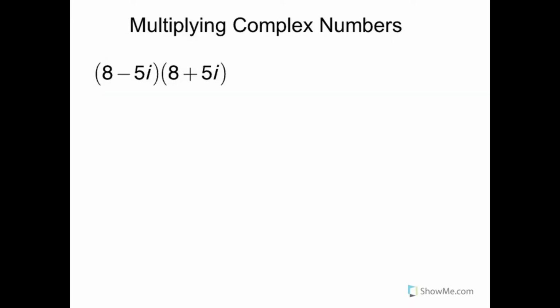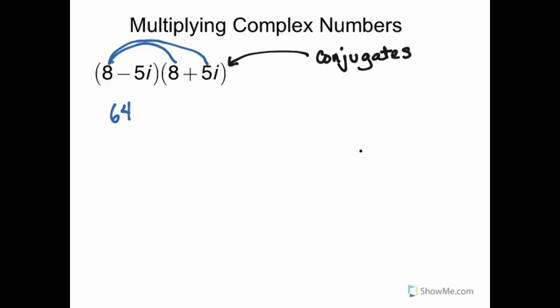There's one more multiplication I want to show you because it gives us a useful result. These two complex numbers, 8 minus 5i and 8 plus 5i, are called conjugates. When we multiply conjugates of complex numbers, we get a real number back, and that's going to be useful for division. So I'm going to multiply 8 times 8, that's 64, and 8 times 5i, that's 40i.